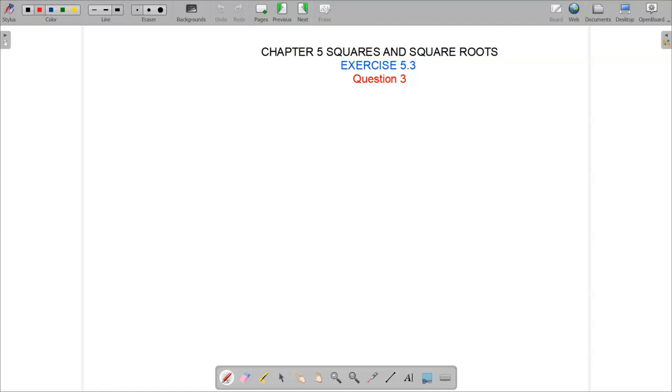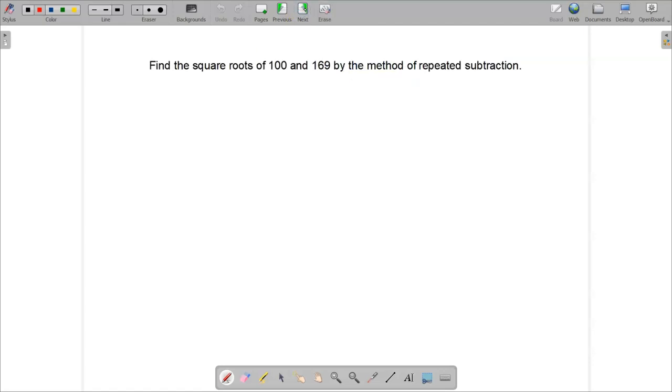Hello students, welcome to the video lecture on chapter number 5, squares and square roots, exercise 5.3, question number 3. The question is, find the square roots of 100 and 169 by the method of repeated subtraction. So we are not going to use the prime factorization method, we are going to use repeated subtraction.